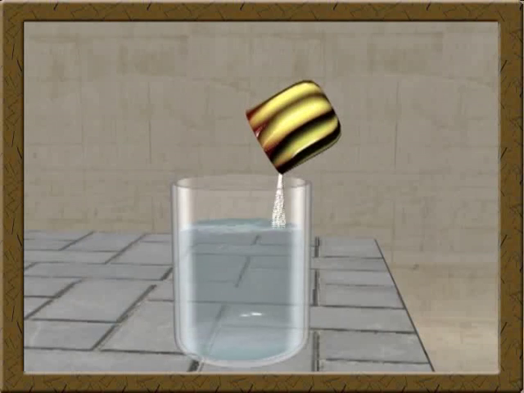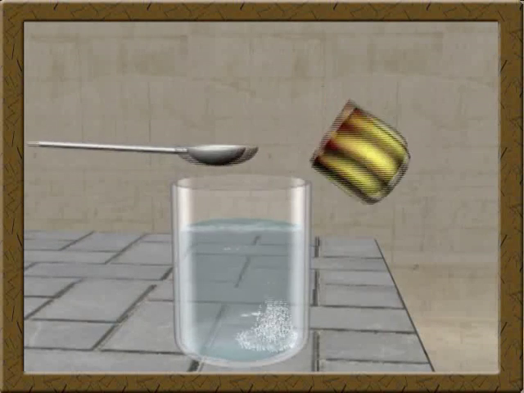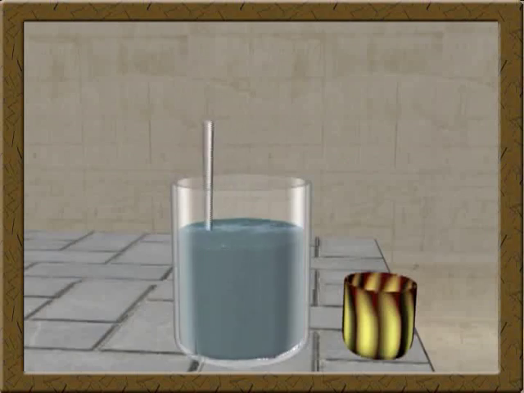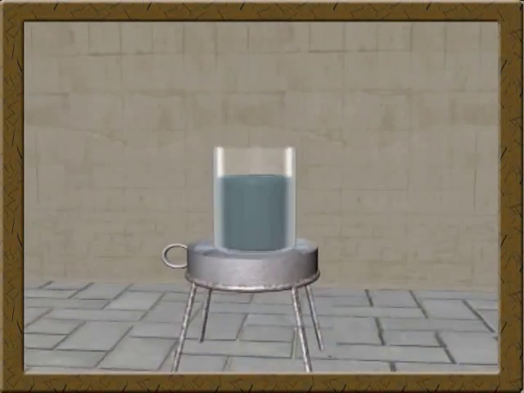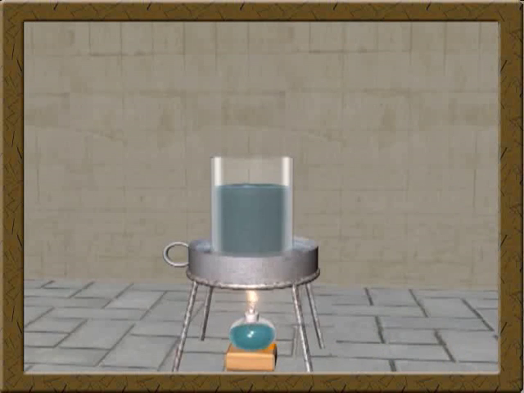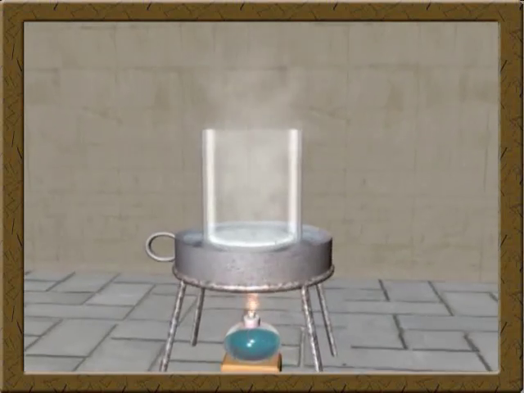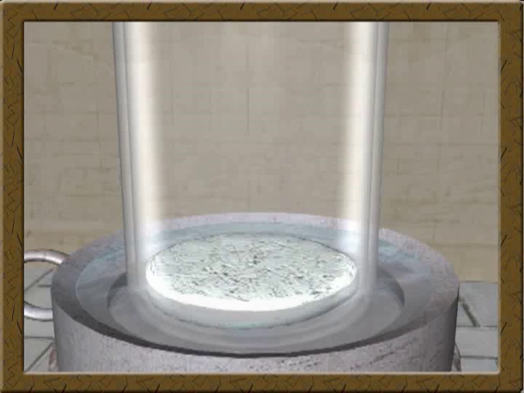Take a porcelain bowl full of water and add some salt and stir the mixture for some time. Light the spirit lamp on a water bath on the stand, over which place the porcelain bowl and heat it till water evaporates. It leaves salt at the bottom. This is called the method of evaporation.